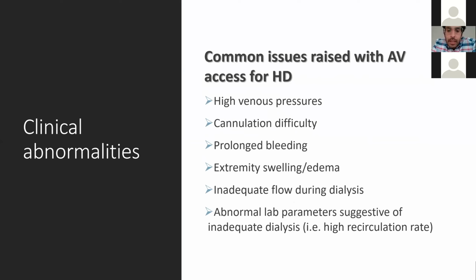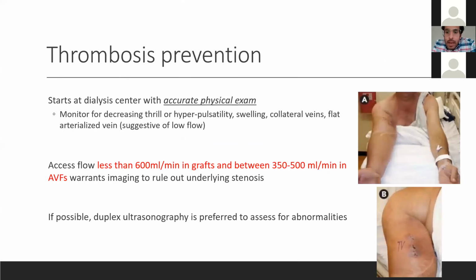The things that we often get referred or have our patients present with are high venous pressures, cannulation difficulty, prolonged bleeding, upper extremity swelling or edema, inadequate flow, and some sort of abnormal lab parameter that suggests inadequate dialysis. So again, a lot of declots are sometimes out of our hands because a lot of it starts at the dialysis center. If you have good nephrologists and good access center or dialysis center staff, you won't be seeing as many declots as at other places, for example.